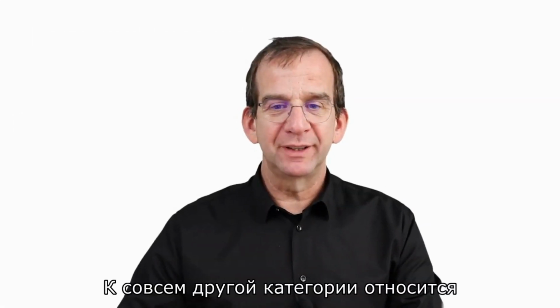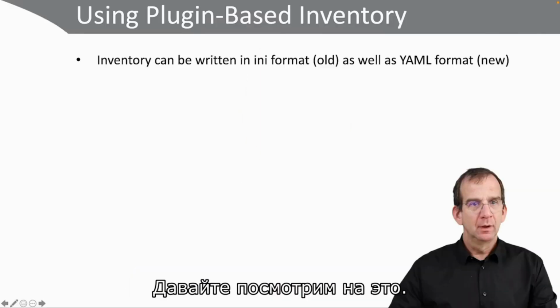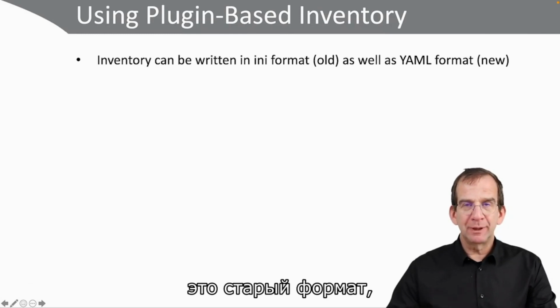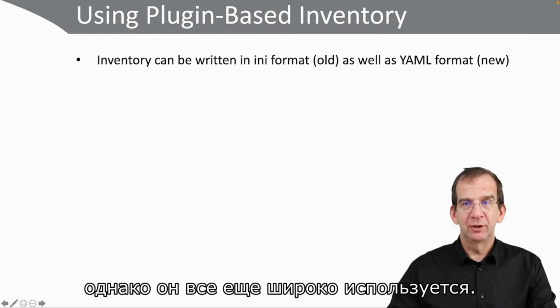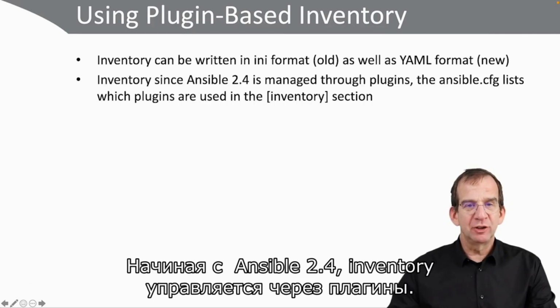A completely different category is the plugin-based inventory. Let's go check it out. So inventory can be written in any format, which is the old ini format. It's still a very common format. The new alternative is the YAML format. And inventory, since Ansible 2.4, is managed through plugins.